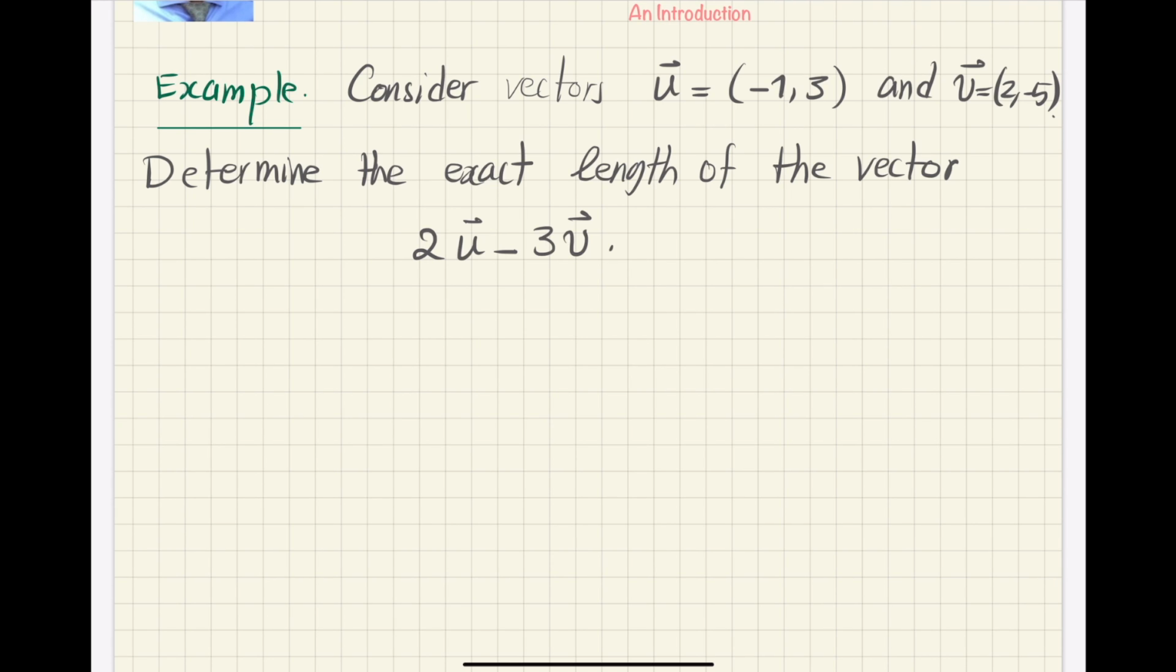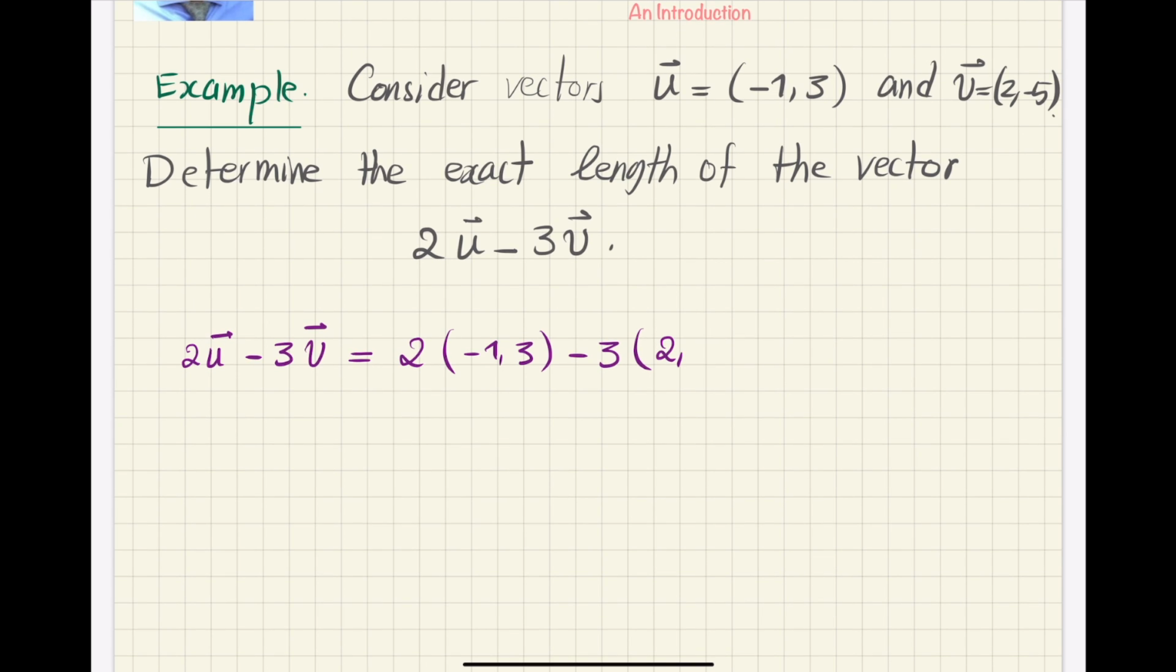And so you mean I am supposed to find the components of this vector first? Yes. So what I'm supposed to do, I will go here. 2u minus 3v is equal to 2 times, instead of u, I write its components, -1 and 3, and then I have -3, instead of v, I write its components. So what happens? I multiply 2 inside according to the rule that I learned.